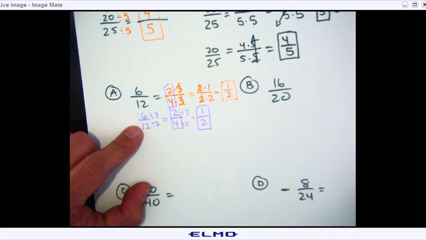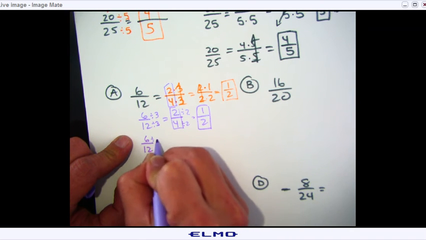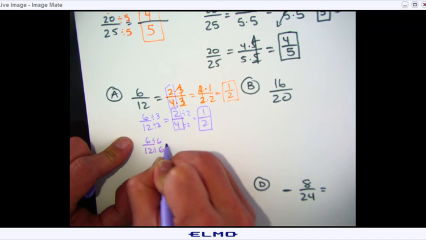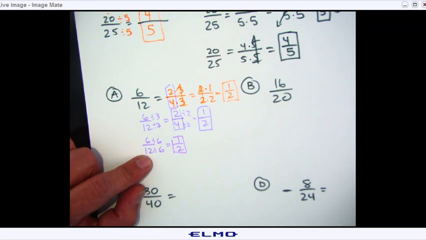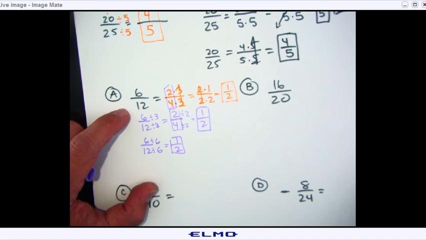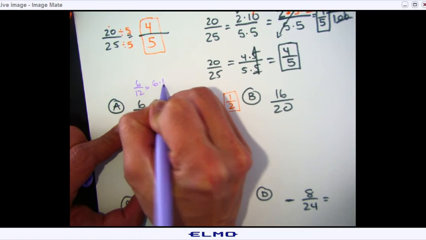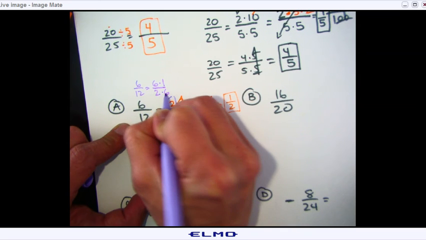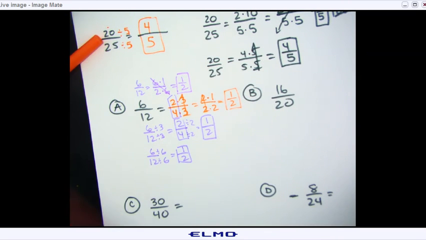Mister, I divided by 6. Well, let's see. 6 over 12 divided by 6, that's 1 over 2. Well, same answer. Mister, 6/12, I did 6 times 1, and I know 12 is 2 times 6. There's your 1, and it's 1 over 2. So see, I did it 4 different ways.